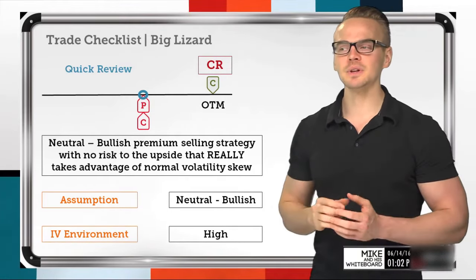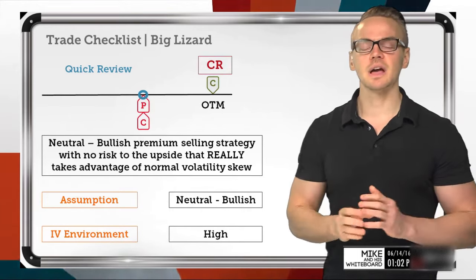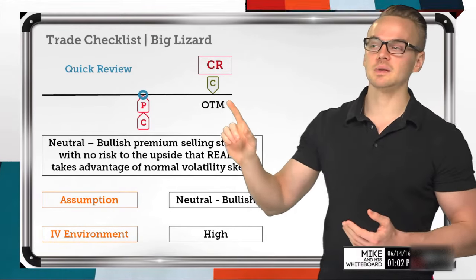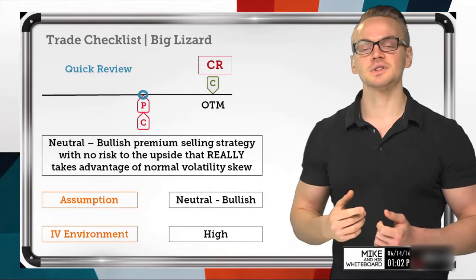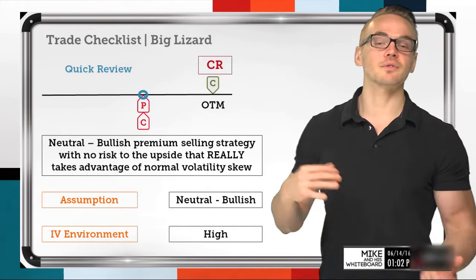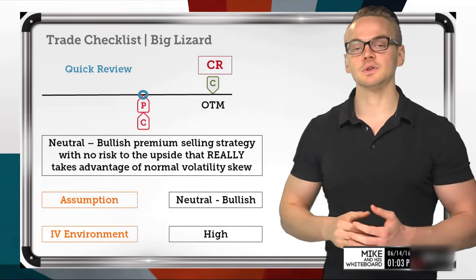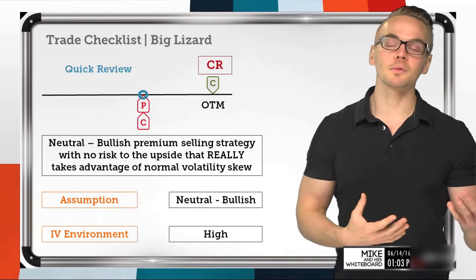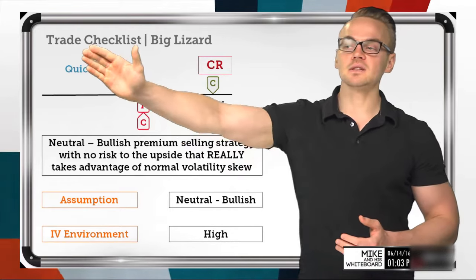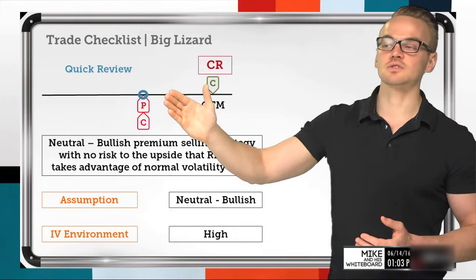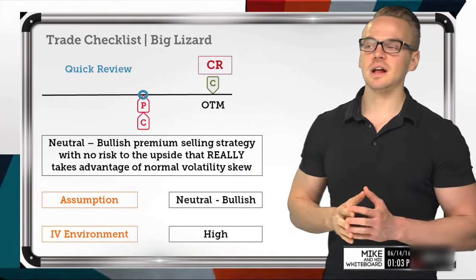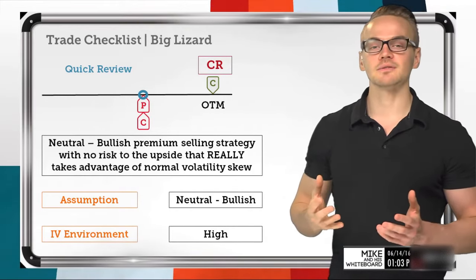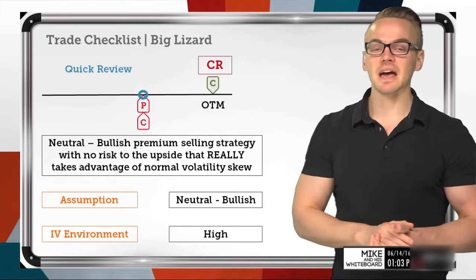And really, when we compare the big lizard to a jade lizard, I would say the big lizard really takes advantage of volatility skew because we're going to be paying next to nothing for this out of the money call that we're purchasing. Whereas if we had a normal volatility or even a reverse volatility skew where the calls would be trading richer than the puts, this out of the money call that we're purchasing is going to cost us a lot more than in a normal volatility skew, where the premium usually is all the way on the put side, and the call side premium tends to drop off as you go out of the money. So with this strategy, we really are taking advantage of that normal volatility skew environment. So we'll definitely look for those environmental aspects when we're placing this trade.